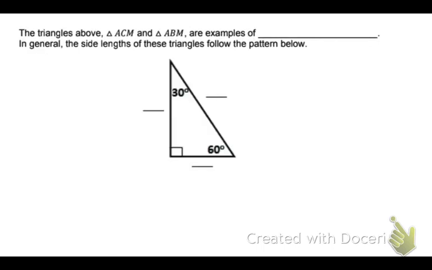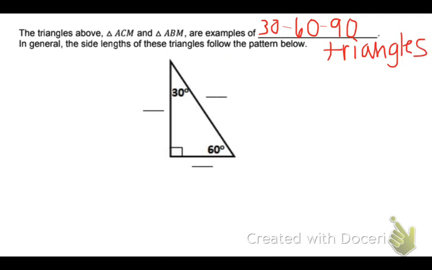So the triangles above, triangle ACM and triangle ABM, are examples of 30, 60, 90 triangles. So that's the second and last special right triangle that we're going to learn. So last time we did 45, 45, 90. Now we're doing 30, 60, 90. So you have this same pattern that we're about to write on your formula chart. So you'll have it in 2 places. Remember, you'll always have your formula chart. But just so you have it on your notes, go ahead and write it here too.